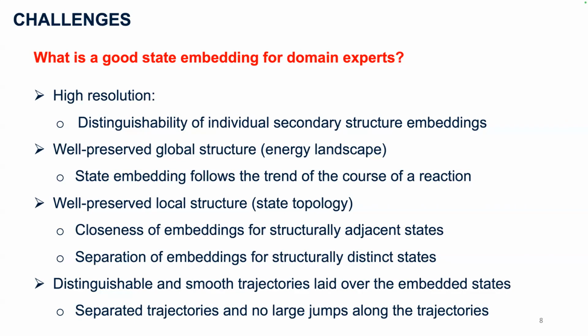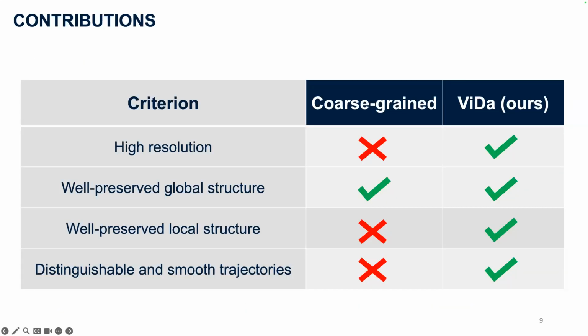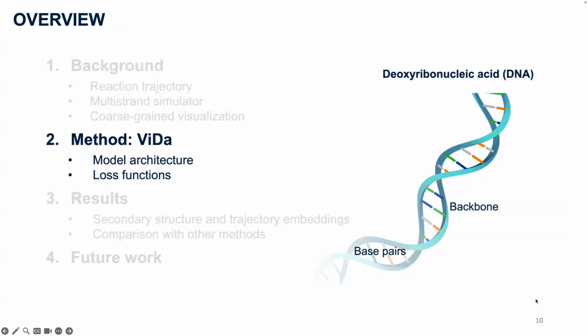Keeping these questions in mind, we propose ViDa, a new framework which integrates deep graph embeddings with biophysics-informed features to visualize the reactions. Our method can create a fine-grained low-dimensional secondary structure state space with high resolution, and ViDa can also preserve good global and local structure, and the visualized trajectories are smooth and distinguishable, which could improve the interpretation of reaction mechanisms, and I will show the results later. So now let me switch over to the method.